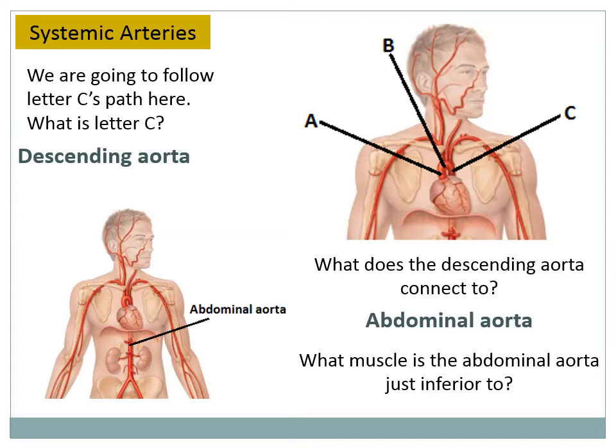The abdominal aorta, you can feel really well, actually. If you place your hands in the middle region of your abdomen, you should be able to feel a pumping. That's your abdominal aorta. It's actually fairly easy to feel. What muscle is the abdominal aorta just inferior to? Yeah, that's the diaphragm. If you look there, you can see that the diaphragm is just above where the abdominal aorta is.